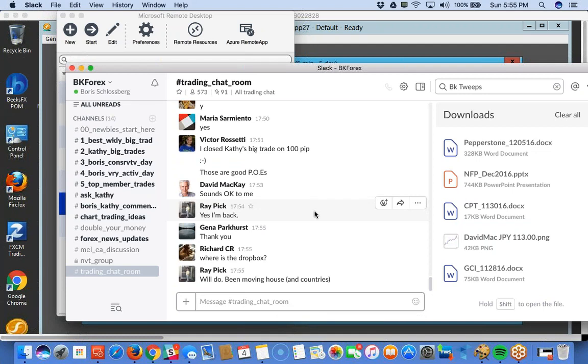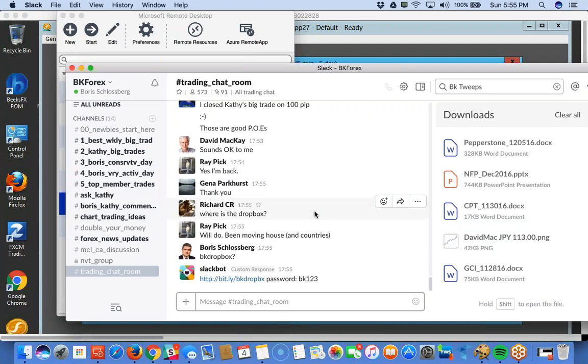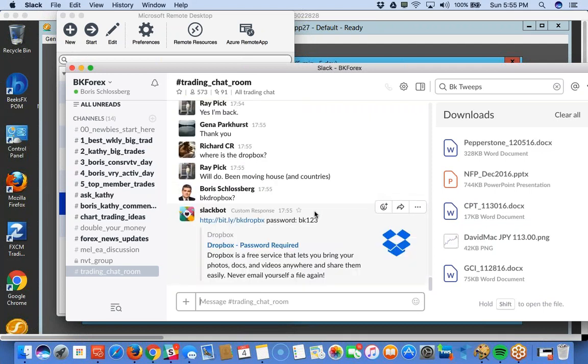All right. The Dropbox, the BK Dropbox, and this is where all the news is. It really helps if you have a Dropbox account. You don't have to have a Dropbox account, but it really helps because otherwise, it asks you for a password. It asks you for all these annoying things. Get a Dropbox account.